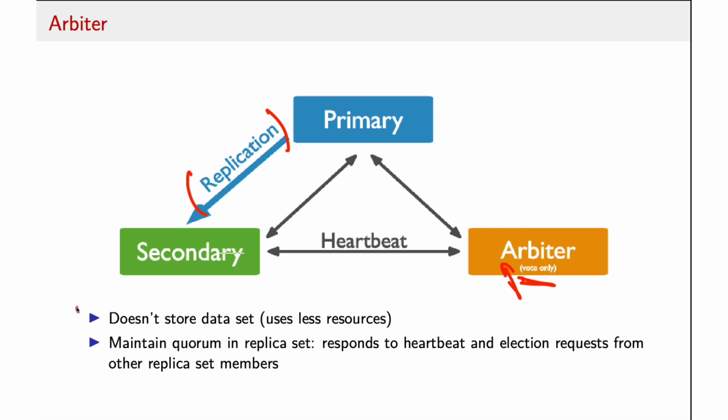So an arbiter node doesn't store data, which means it uses fewer resources, and it's really there to maintain a quorum in the replica set. Quorum is usually the minimum number of participants you can have in a meaningful vote. If you're working in a committee, you have to have some percentage of the members of the committee present in order to be able to vote, and an arbiter node sort of fills that role. So it responds to the heartbeat, and it also participates in the election of a new primary if necessary.